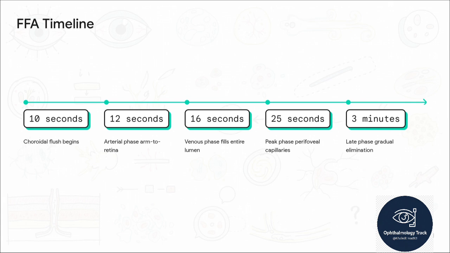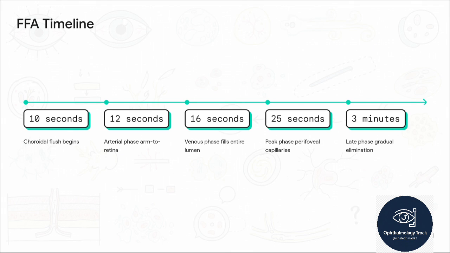At about 10 seconds, the dye hits the choriocapillaris, giving us this patchy, mottled background we call the choroidal flush. By 12 seconds, we hit the arterial phase. That's your arm to retina circulation time. At 16 seconds, we're right into the venous phase, where the dye totally fills the entire lumen of the venules. Then, around 25 seconds, we hit the peak phase. This is when those tiny, fine parafoveal capillaries are imaged the absolute best.